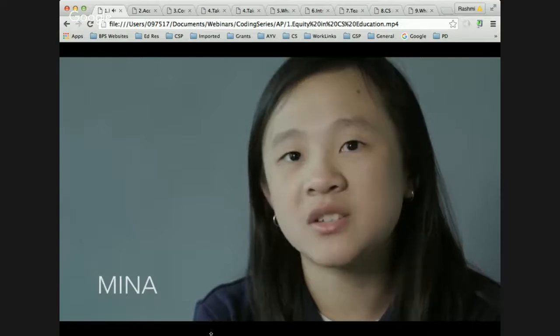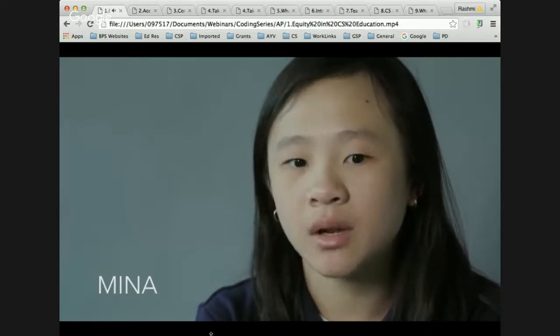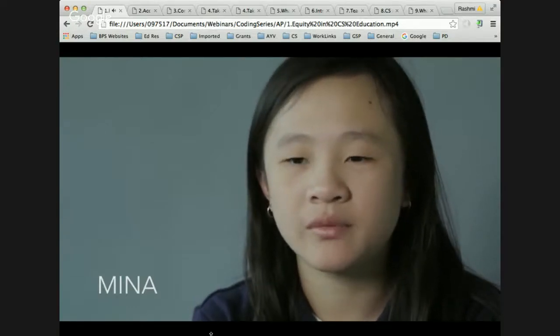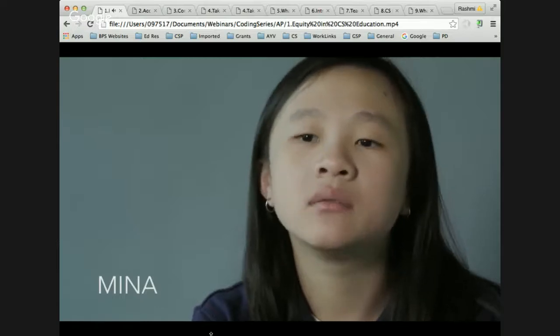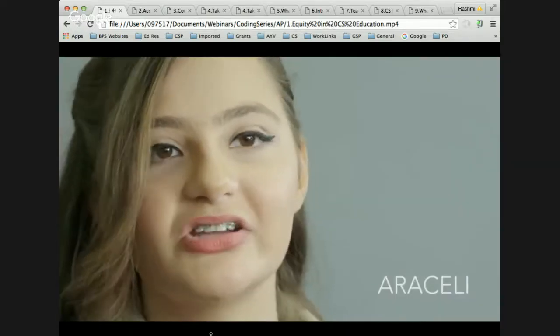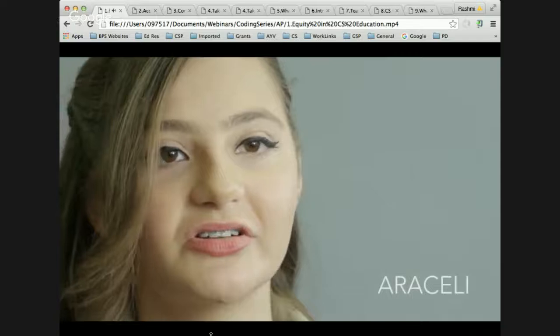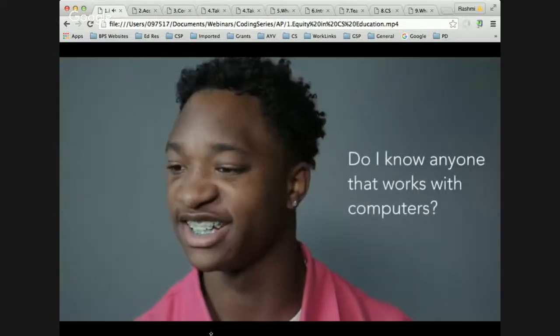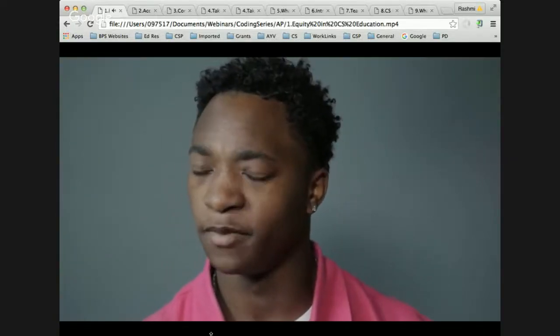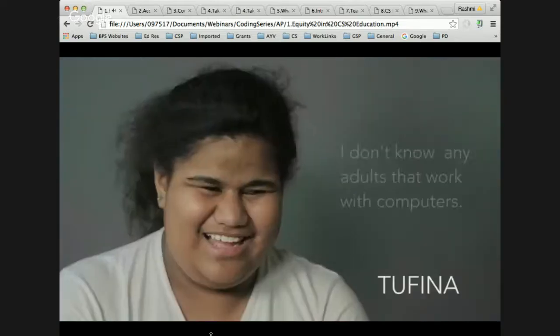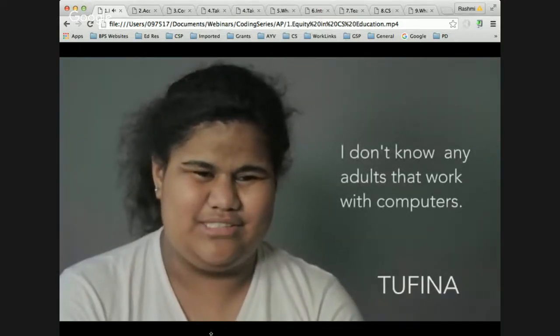Nobody encouraged me to do a programming thing with apps and stuff like that. For girls, it's more like, oh, you're encouraged to do modeling or become a doctor. Do I know anybody that works with computers? No, not really. I have no idea who else works with computers.